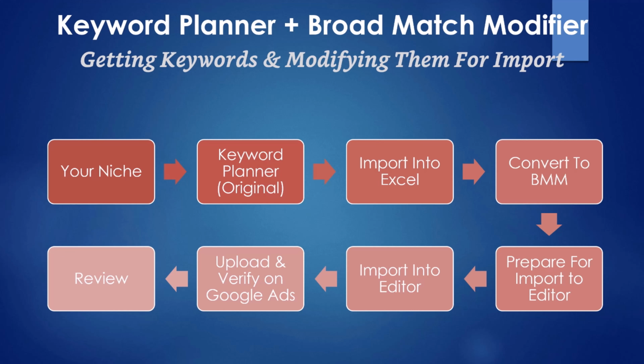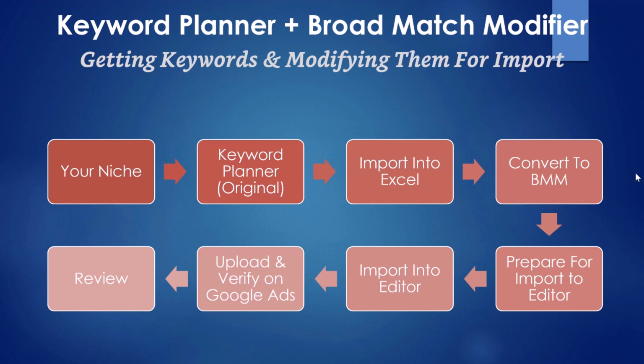Okay, so we're going to cover the niche that we're going to do. It's going to be the construction niche, the renovations niche. We're going to go into the tool itself. We're going to import the keywords from the tool into Excel. We're going to convert them into Broad Match Modifier. We're going to prepare them for import into the Google Ads editor, import them into the editor, then upload them to the Google Ads interface, and verify that everything is there. Then once again we're going to come back to the review. So let's go ahead and start.